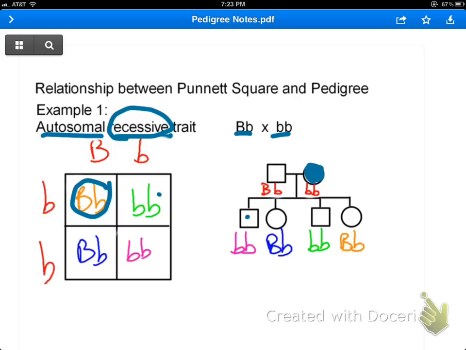This child will not have it. This child would have the recessive trait. The child next to it would not. This child would have a recessive trait, and the one next to it not. So now our pedigree is done, and you can see that this trait is passed down from the mom and dad to 2 of their offspring.